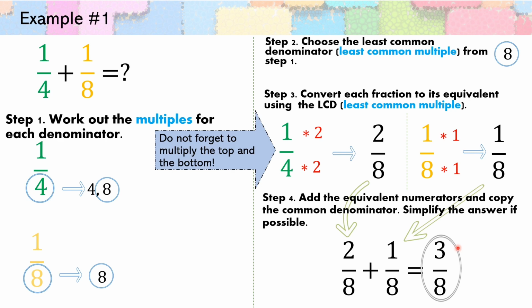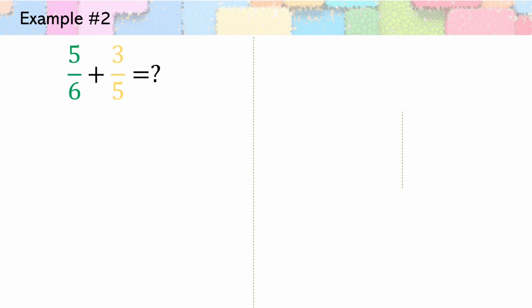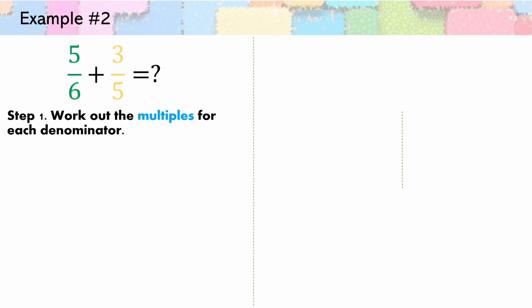Let us proceed to example number 2. 5/6 plus 3/5 equals unknown. Again, we will be following the 4 steps to arrive at the sum of dissimilar fractions. Step 1. Work out the multiples for each denominator.